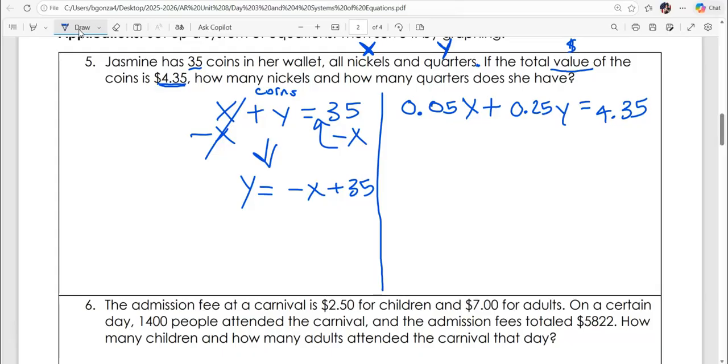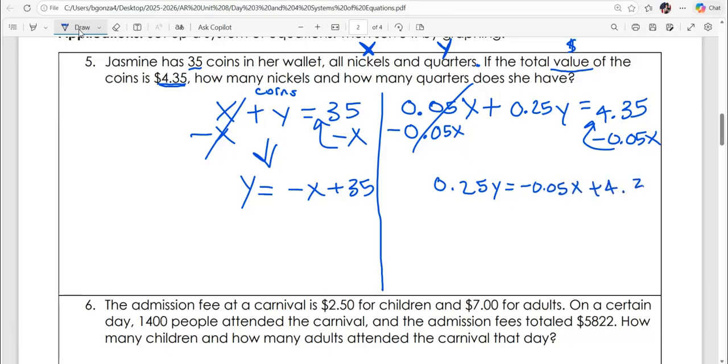Now this other one's going to look ugly, but we can do it. Same thing as yesterday, right, Dominique? You get rid of that x first. The opposite of a positive is a negative or minus 0.05x. Bring down 0.25y. And this is going to go in front. Negative 0.05x plus 4.35.